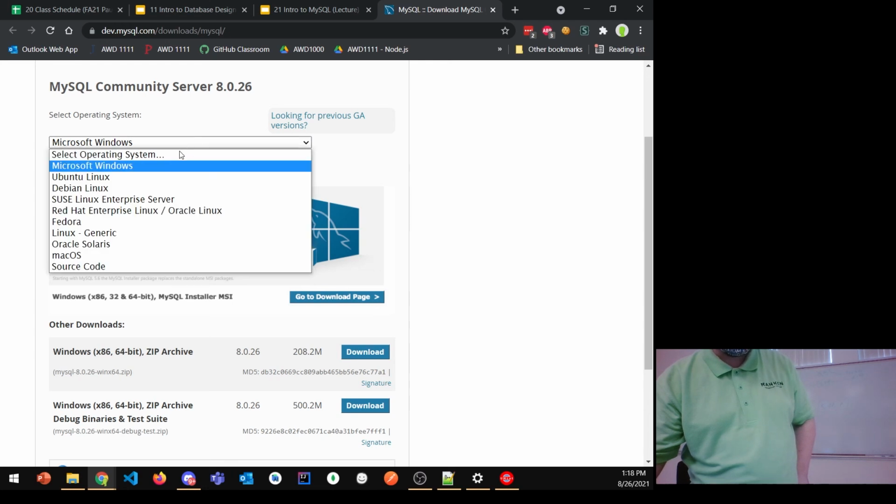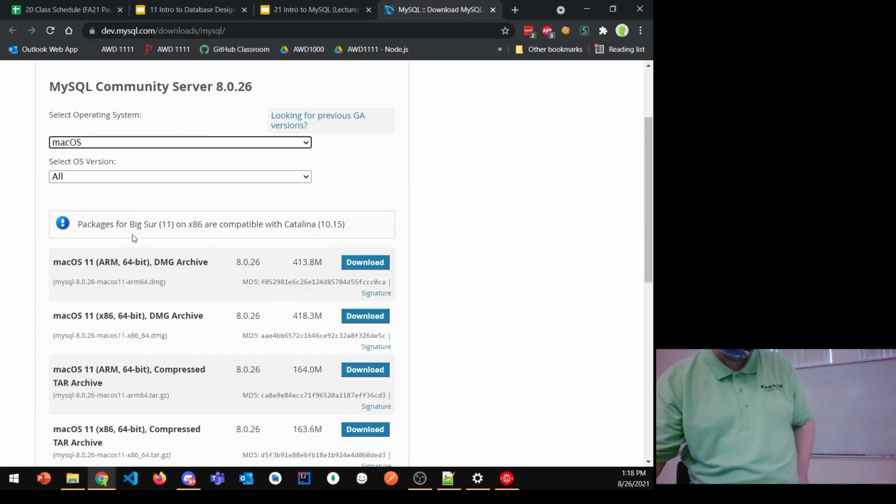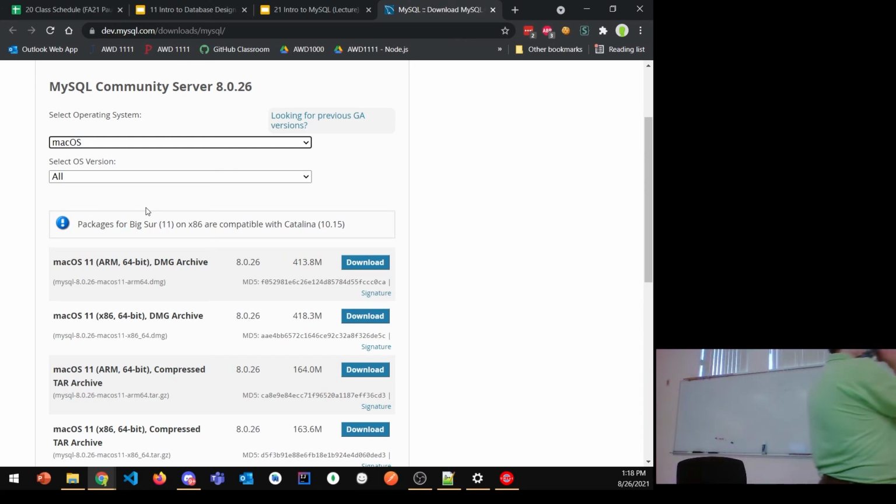Michael, you're on Mac, so where's the macOS? You're going to see something like this. I'm going to guess, as far as Mac is concerned, I think either one of these you may want. Oh, ARM or x86. I don't know which one is going to be right for you. But that's what you want to download and install.